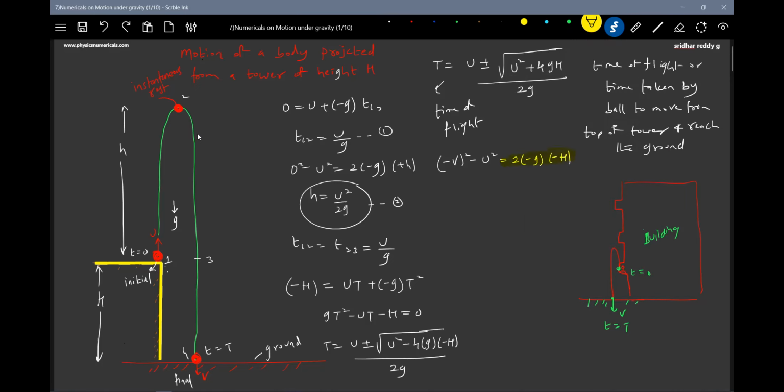The signs are something very, very important. Look at that: minus v square minus u square. So why negative sign for v? It is directed opposite to initial velocity.